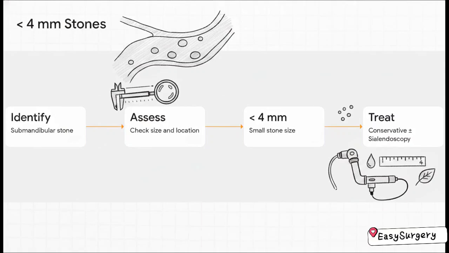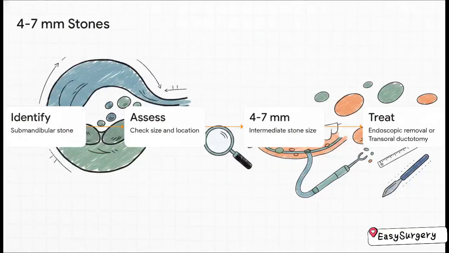Imagine your mental flowchart. When you identify a submandibular stone, step 1 is to immediately assess its size and location. If it's less than 4 millimeters, your treatment path branches to conservative management, with or without sialendoscopy. If you assess the stone and it's in that intermediate 4 to 7 millimeter range, the pathway branches off to either endoscopic removal or transoral ductotomy.